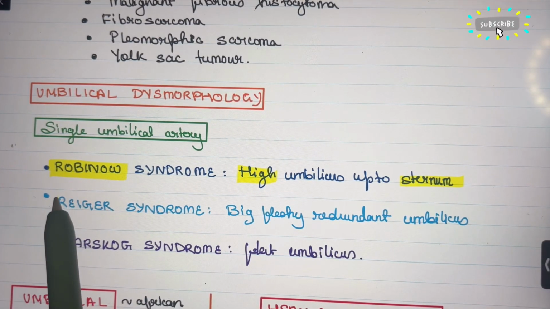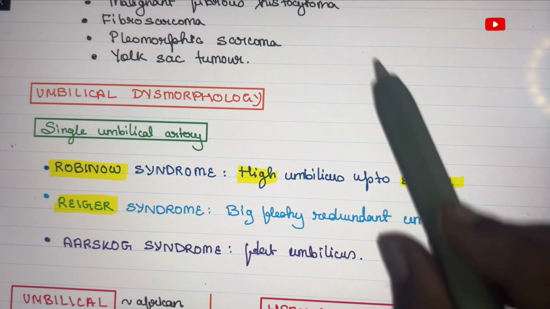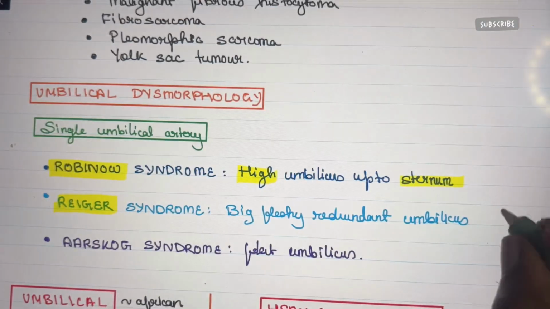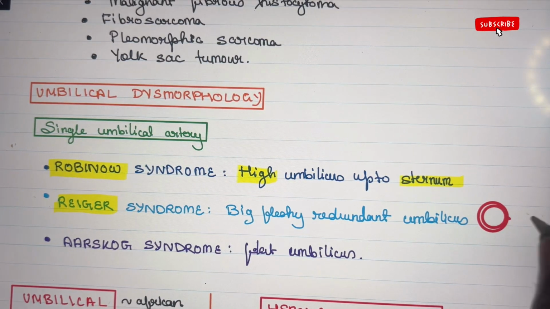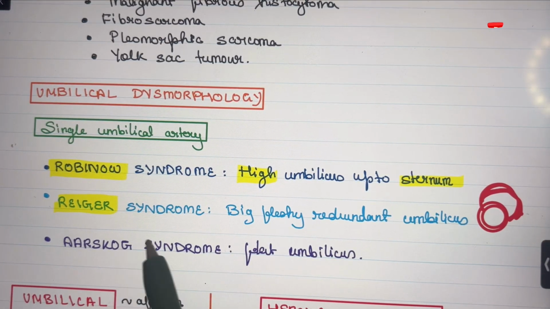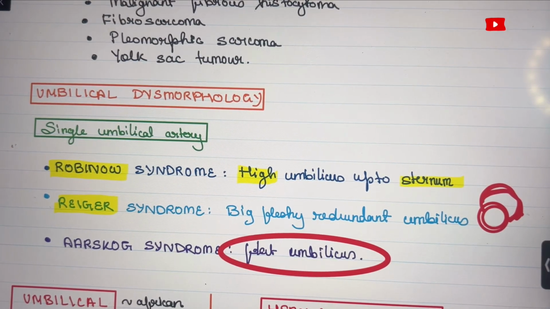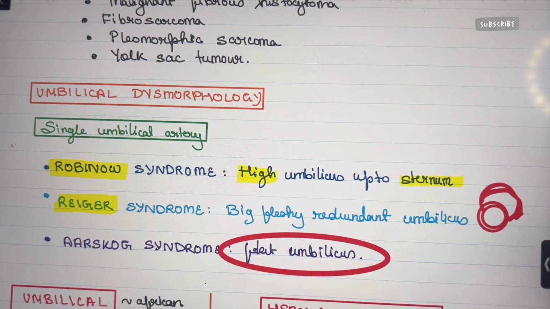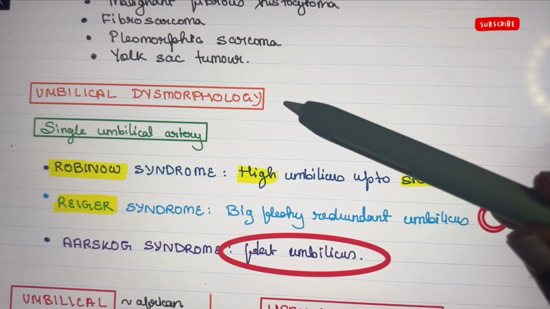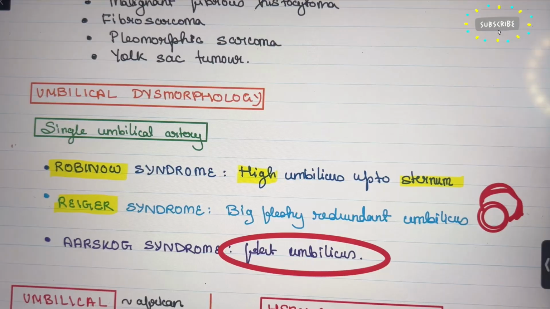Then we have the Rieger syndrome. Rieger syndrome is a big, fleshy and redundant umbilicus. There will be a big, fleshy and red umbilicus with redundant skin that may be present around it. That is Rieger's syndrome. Then we have the Urachus syndrome, that is, we have a flat umbilicus, not everted or inverted. We just have a flat umbilicus. So these are the dysmorphology of umbilicus, which is also a congenital abnormality.